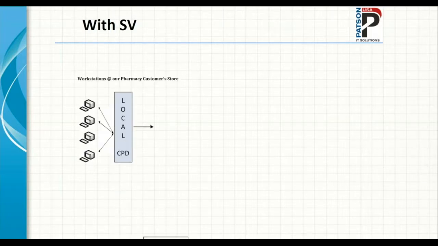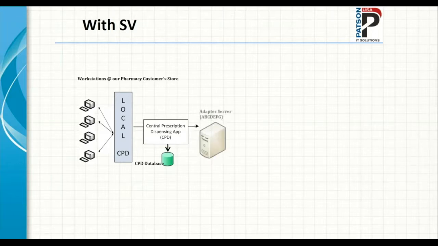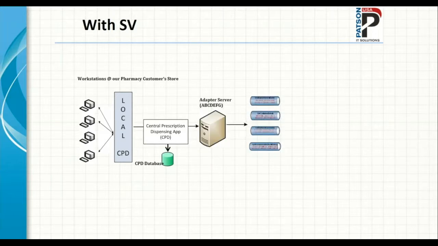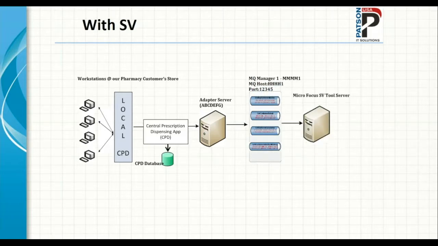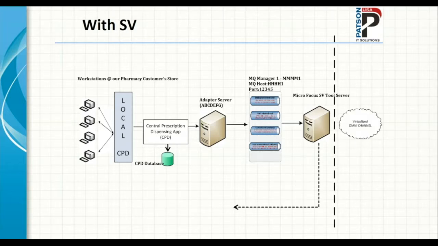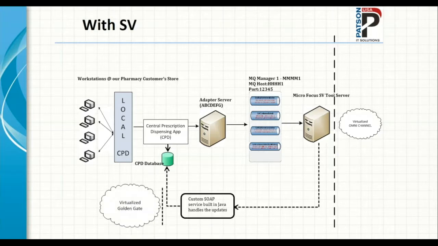So this is the local application connected to the central application. No changes so far. Then it drops the message to an adapter server and then to an MQ. From here, we pick it up. That means the SV tool picks it up, and then this SV tool is now acting like the virtualized omnichannel. Now we redirect a call to a SOAP service that we built using Java. This SOAP service would go and read from the database. So now the SOAP service is acting as if it is Golden Gate.